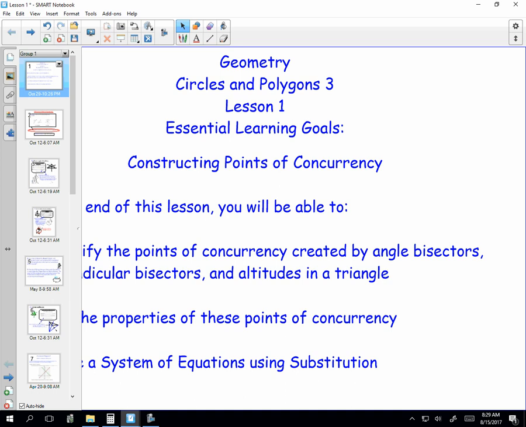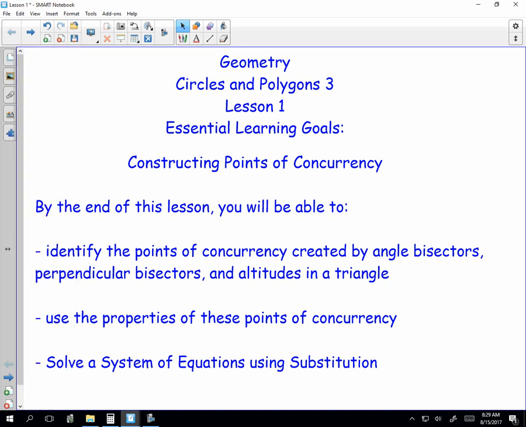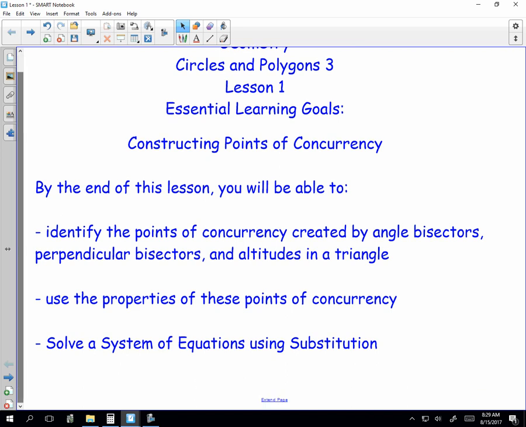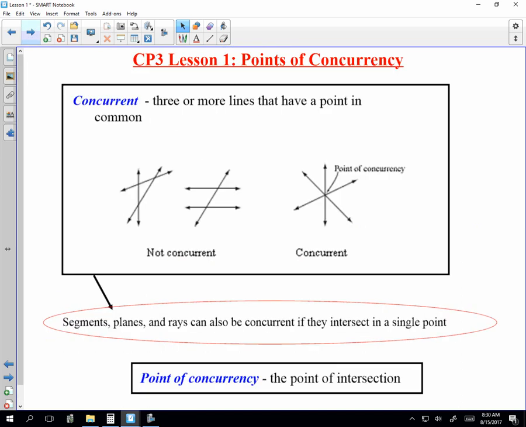Okay, our essential learnings are our goals for the end of this lesson. Identify the points of concurrency created by angle bisectors, perpendicular bisectors, and altitudes. Use the properties of these points of concurrency. And then we're going to finish up with something that we'll need later in this unit, solving systems of equations by substitution or elimination. So we'll look at both options there.